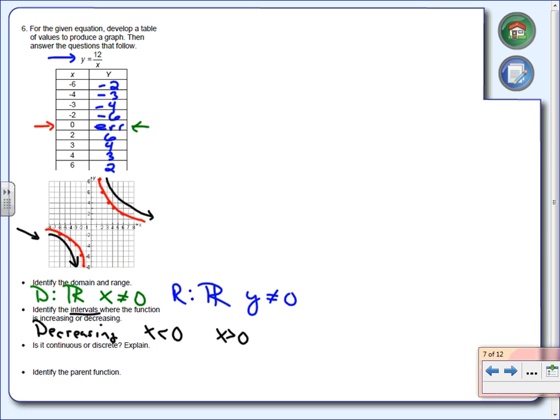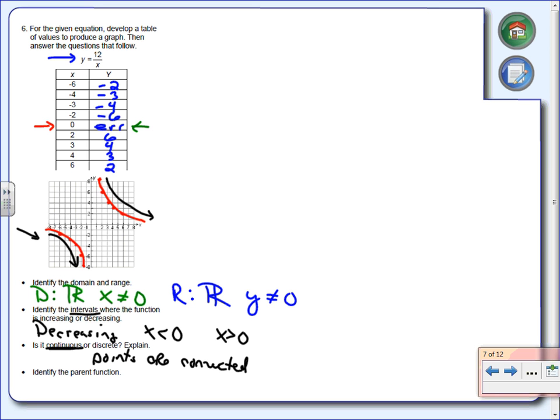Okay, next question wants to know, is it continuous or is it discrete? Continuous. Why are we going to call this continuous? The points are connected. So let's do that. Continuous, and that's because the points are connected.